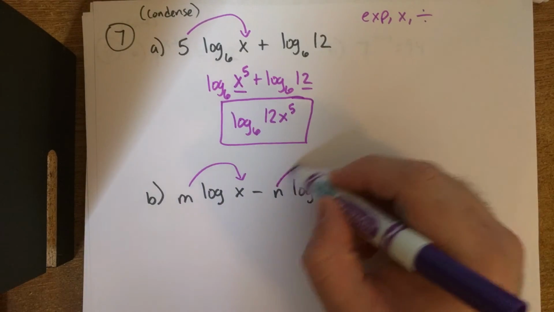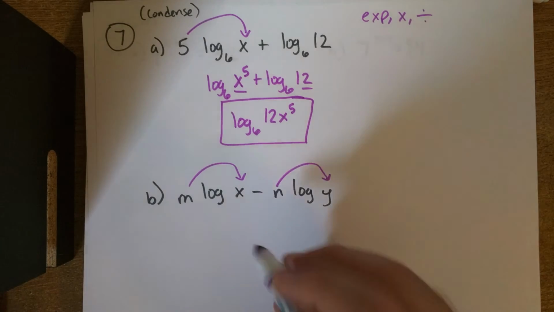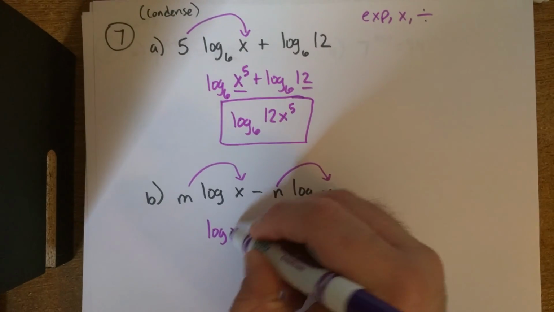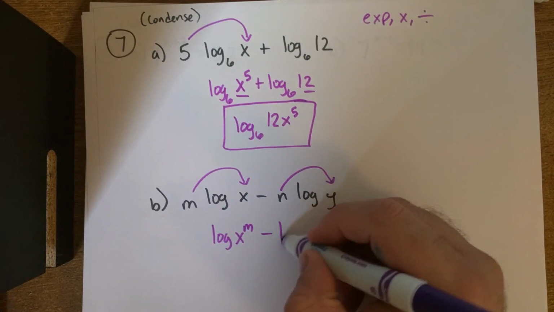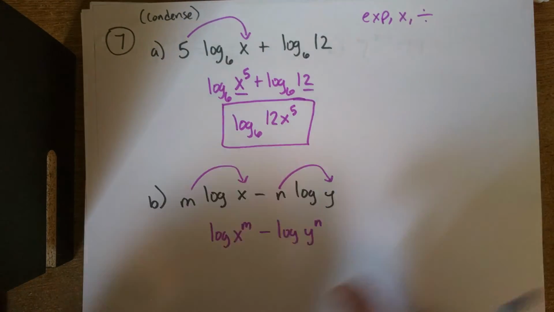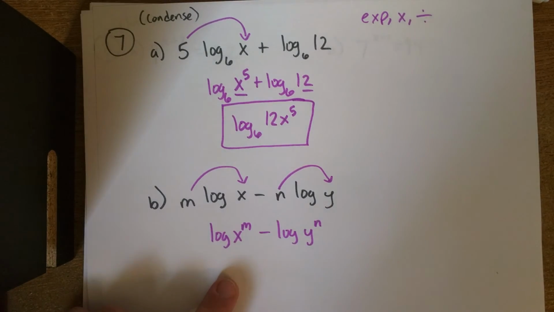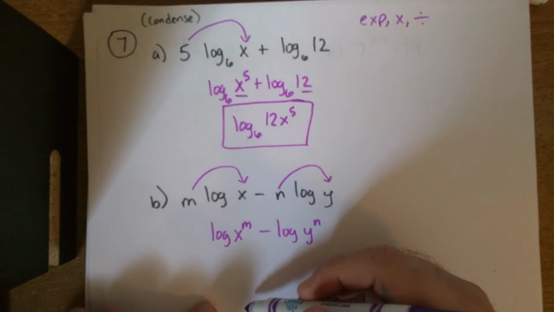Alright, let's do the same thing in part B. M, N. These can become exponents. It's okay to have variable exponents. So I have log x to the m minus log y to the n. If I have subtraction between two logs, I get division. That doesn't mean log over log, though.